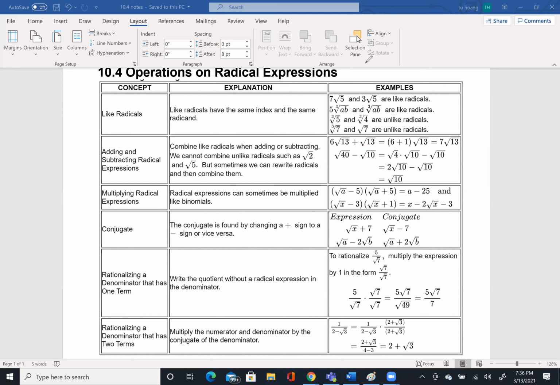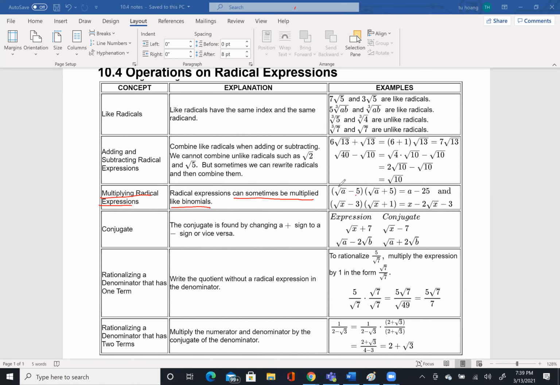Okay, let me move to the next one. The next one is multiplying radical expressions. For multiplying radical expressions, it can sometimes be multiplied like binomials. So you can see over here, we have square root of a minus 5 multiplied by square root of a plus 5.